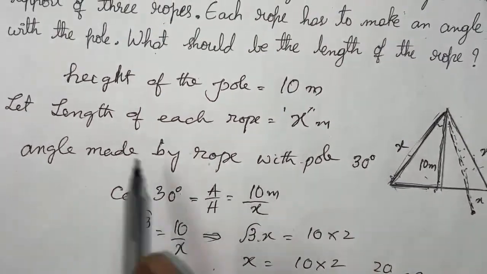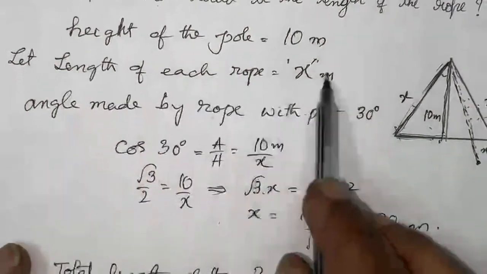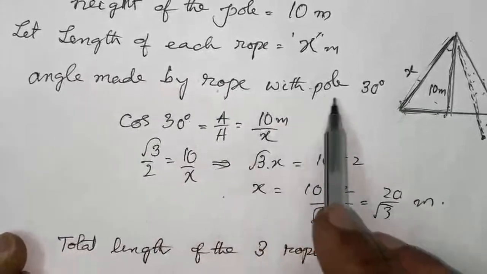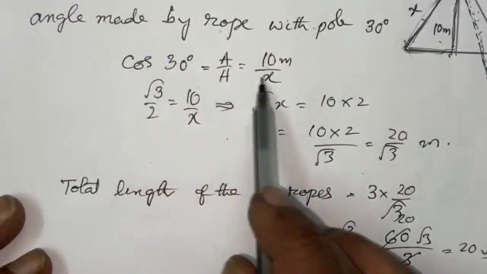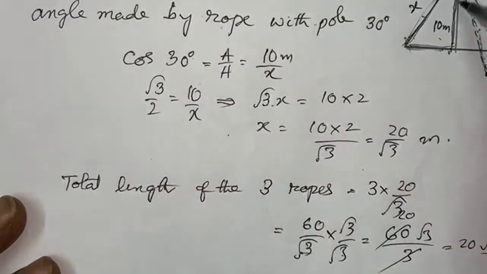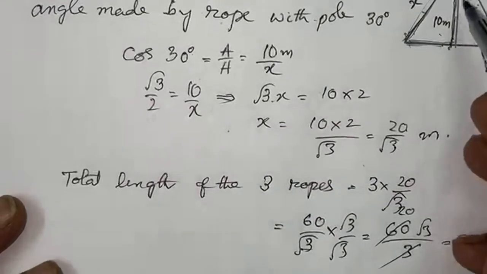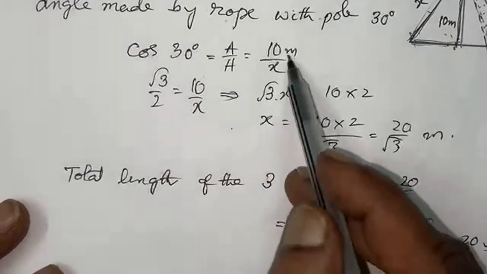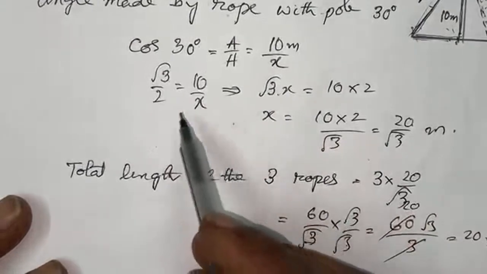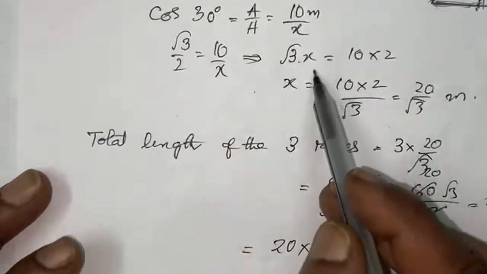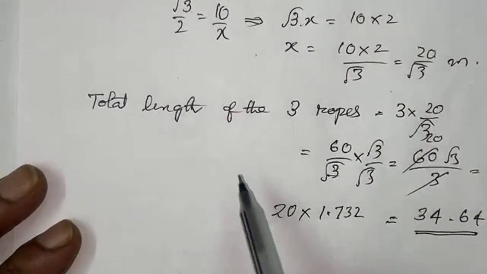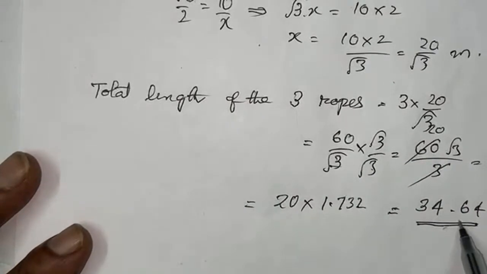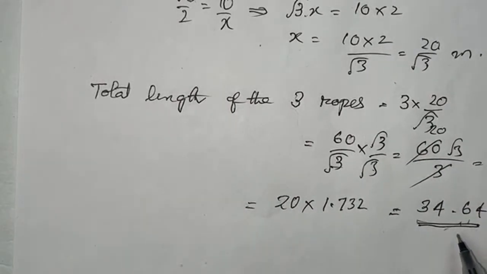See the steps once again clearly. Height of the pole is 10 meters, length of each rope, angle made by each rope is 30 degrees. We have to take cos 30 here. Why? Because we have taken the pole as the base. So cos 30, which is root 3 by 2, is equal to 10 by x, and x is equal to 20 by root 3. We got the length of the three ropes. Final calculation: 34.64 meters.